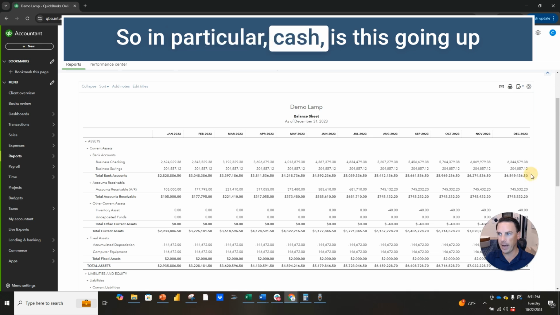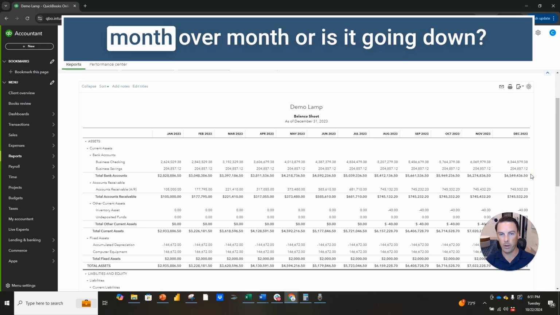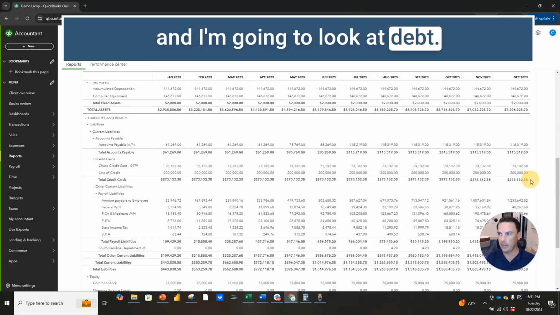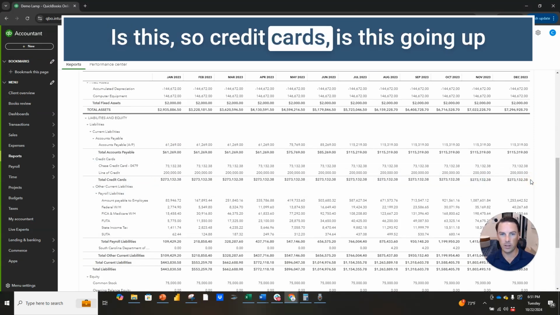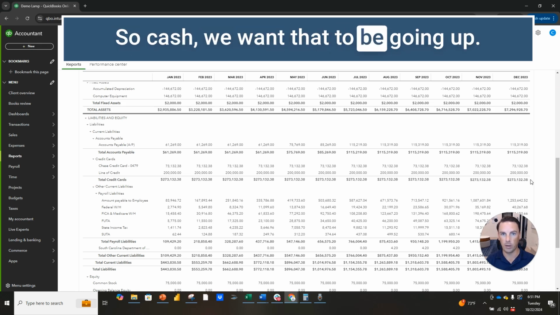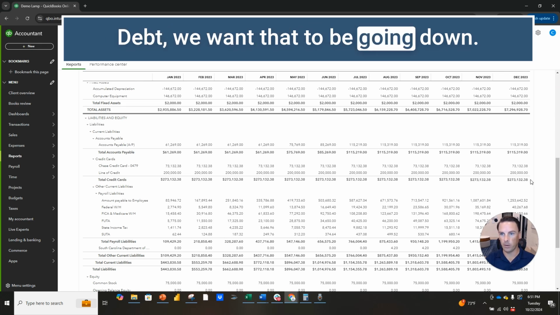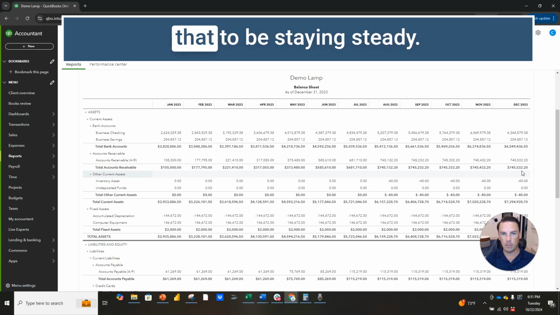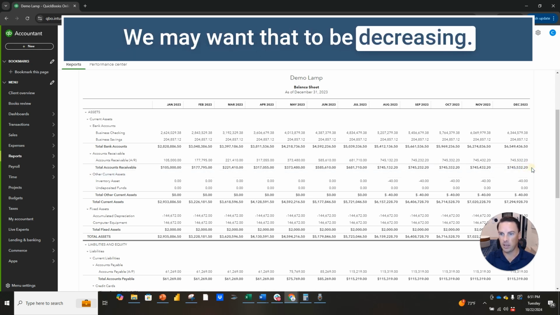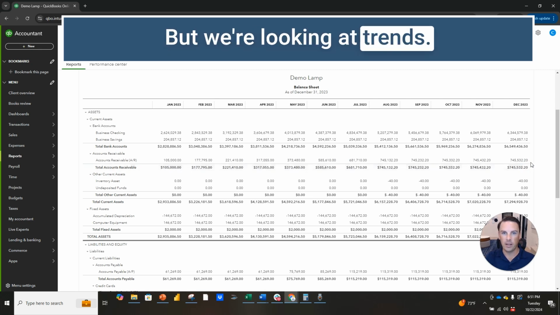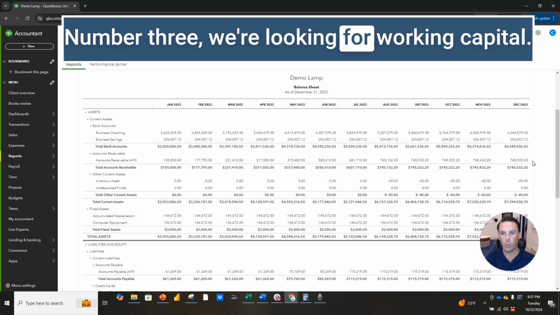So in particular, cash. Is this going up month over month, or is it going down? I'm going to go down here and look at debt. So credit cards, is this going up month over month, or is it going down? So cash, we want that to be going up. Debt, we want that to be going down. Accounts receivable, depending on the business, we may want that to be staying steady. We may want that to be decreasing. Just depends. But we're looking at trends. That's number 2. Number 3, we're looking for working capital.